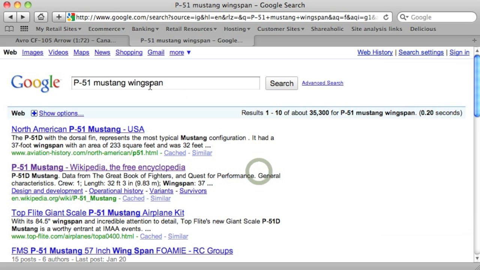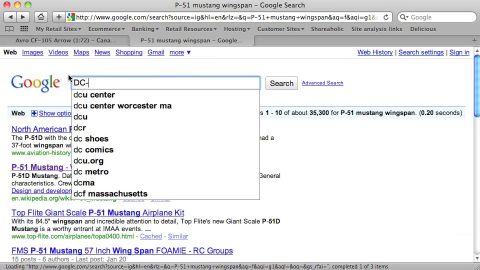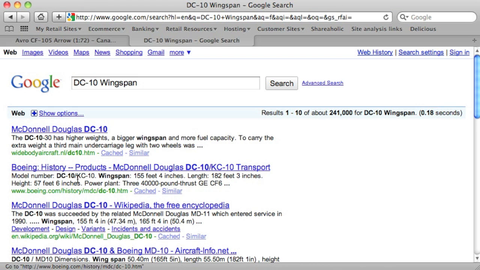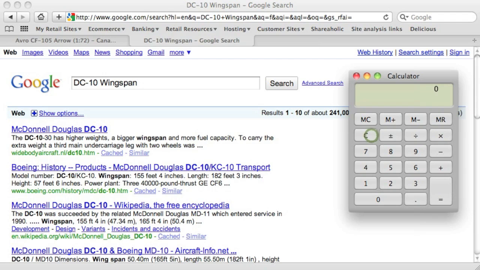I'll do another example here. I might look for a DC-10 wingspan, and we can get Boeing, but we also have Wikipedia. They give the same one. It's a wingspan of 155 feet. So I'll get my calculator back here. 155 feet. Common scale for an airliner model is going to be 1/400 or 1/200. Let's divide it by 400, and we get 0.38 feet, and we're going to multiply that by 12, and it comes out at a little over 4.5 inches.